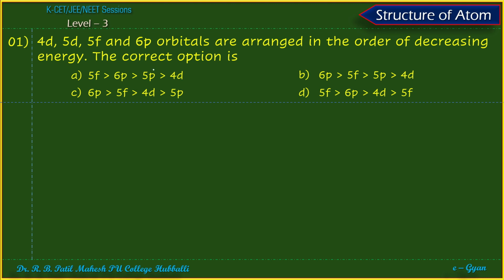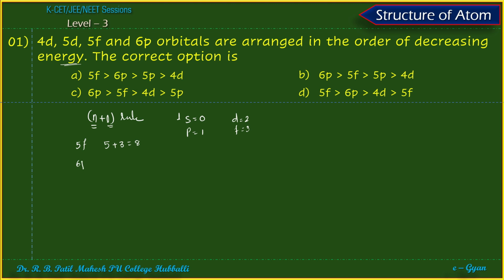Dear students, to find out the energy of orbitals, we have the n plus l rule, where n is the principal quantum number and l is the azimuthal quantum number. Let us go with the first option. We have 5f orbital. Apply the n plus l rule. n is 5, plus l value: for s it is 0, for p it is 1, for d it is 2 and for f it is 3. So 5 plus 3, which is equal to 8.